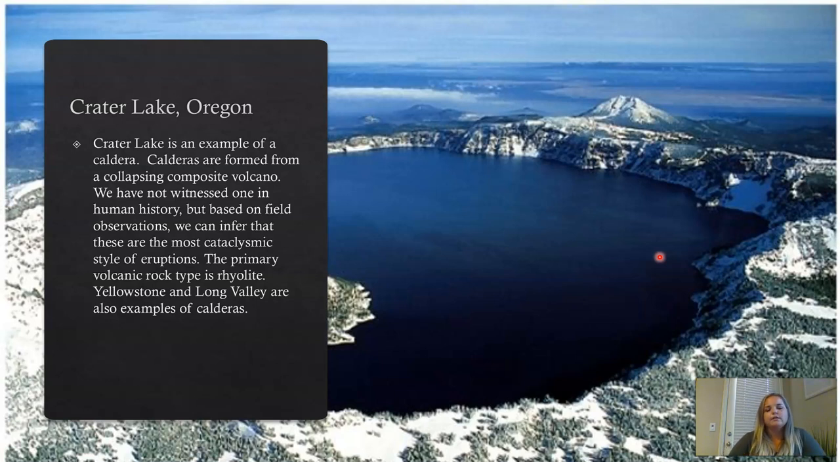Crater Lake in Oregon is also an example of a caldera, a previous caldera that is now dormant, so it is no longer active right now. And it has formed this very large crater which then filled in with water, creating a lake.